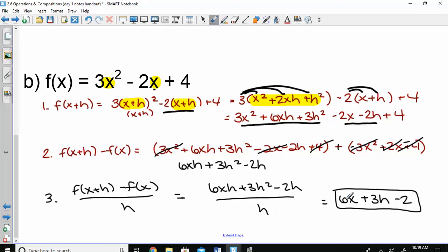All right, so if I give you these, like on a test or quiz, I wouldn't just say find the difference quotient. I would say part A, find f of x plus h. Part B, find f of x plus h minus f of x. Part C, do this. So I'll tell you the steps. You just have to be able to plug things into a function and do the operation. Okay. Questions there?